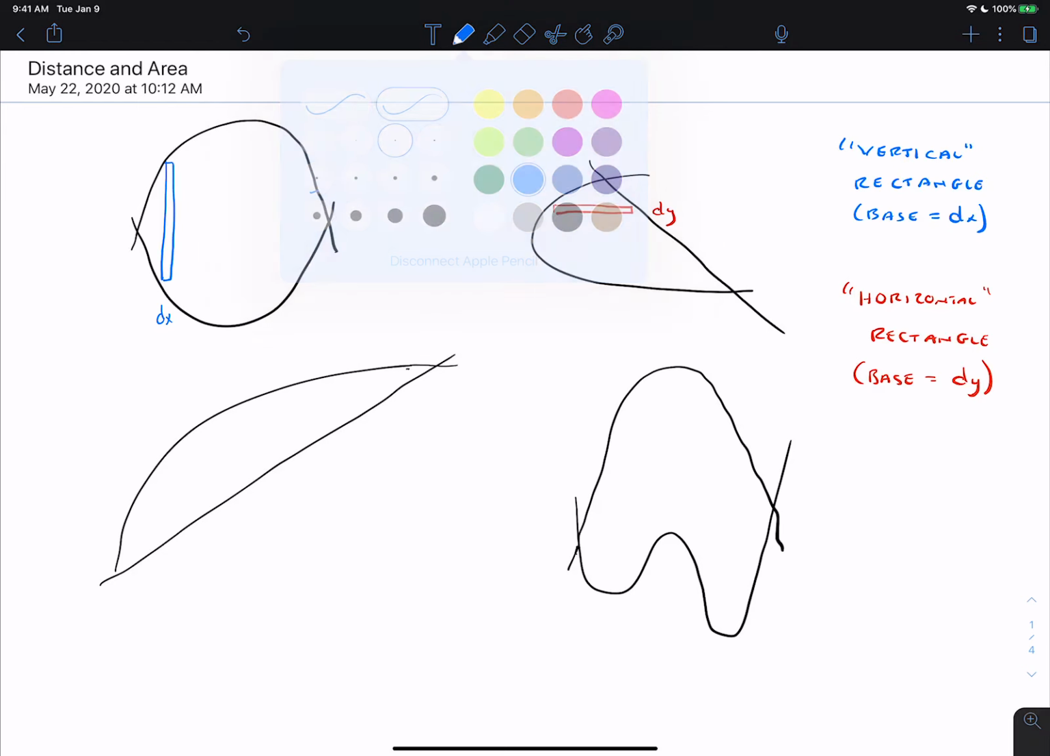On the third one, you can use a vertical rectangle. So the top of the vertical rectangle would be that curved function, probably a square root function of some sort, with base dx. No matter where I drew that within the region, it would be the same. Also, I could use a horizontal rectangle. No matter where I draw that within the region, the left boundary would be on the square root function or whatever that curved function is. The right boundary would be on the line. The base would then be dy.